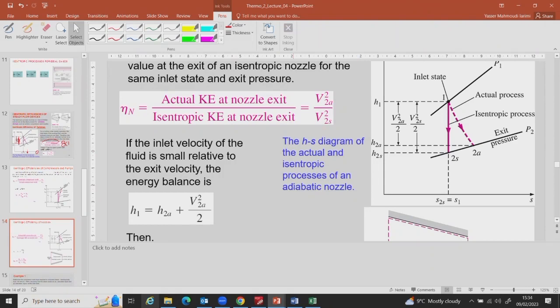We will be using these nozzle and diffuser formulas while we will be analyzing turbojet engine or gas turbines for aerospace applications. So we'll have a lecture toward the end of the semester about those.